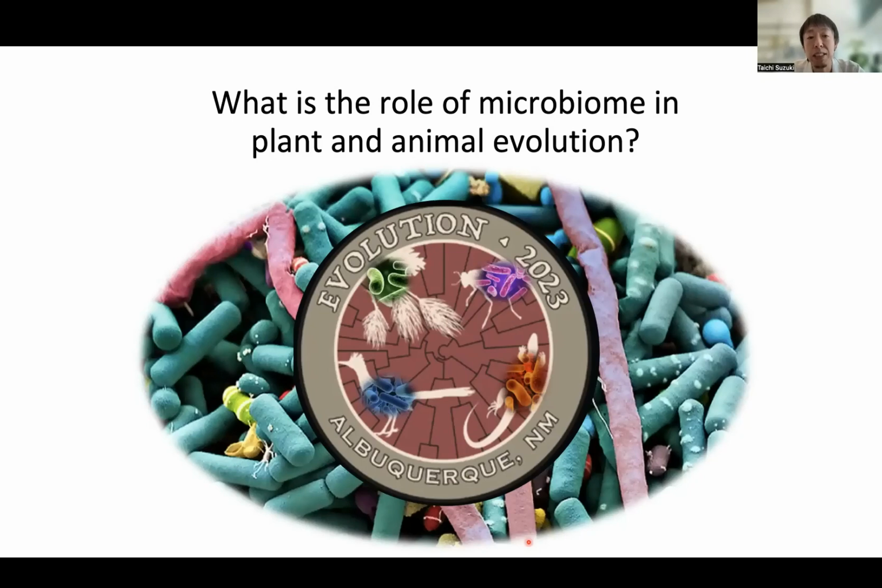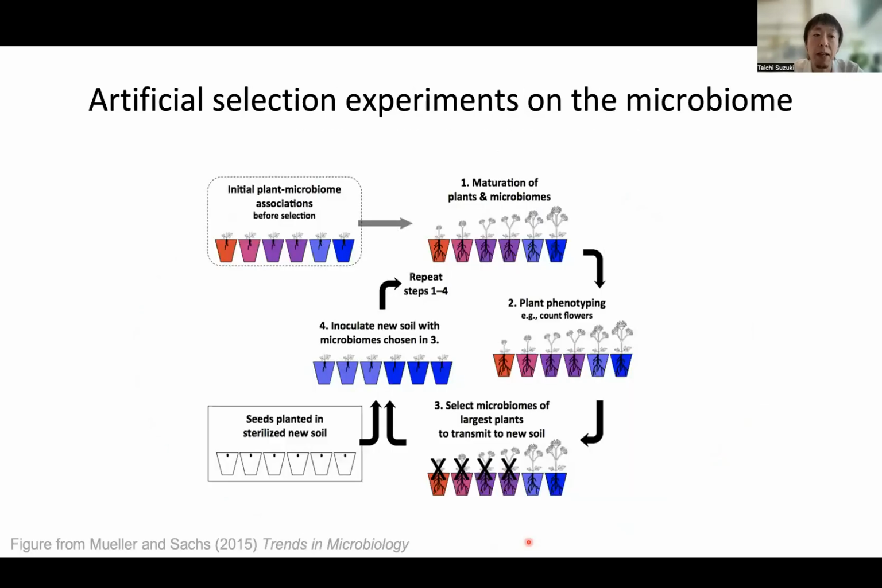And there are more and more studies tackling this question from more theoretical grounds. But we're limited with empirical studies to directly test this question. So how can we test this directly? Artificial selection experiment is one approach. And this is a figure from Miller and Sachs. I'll walk you through this figure.